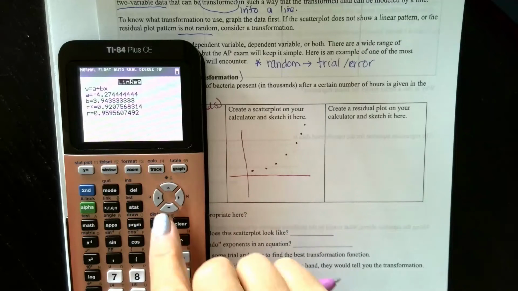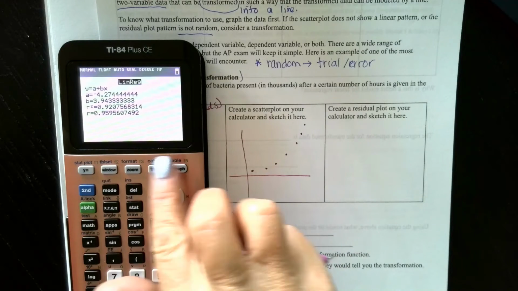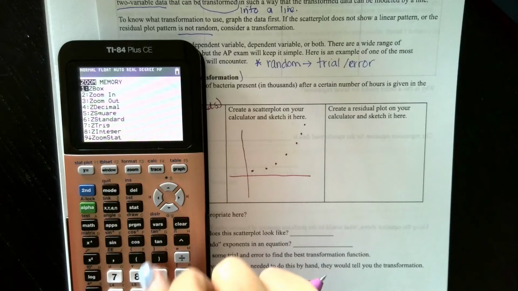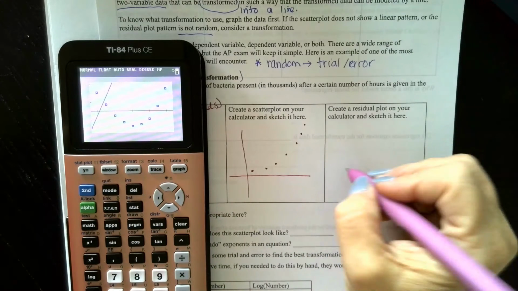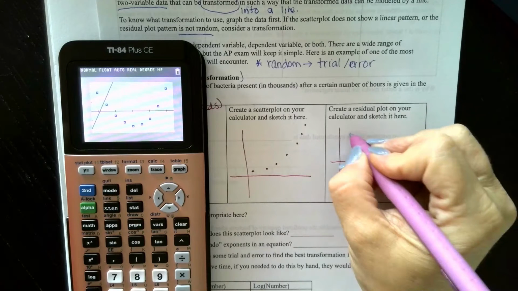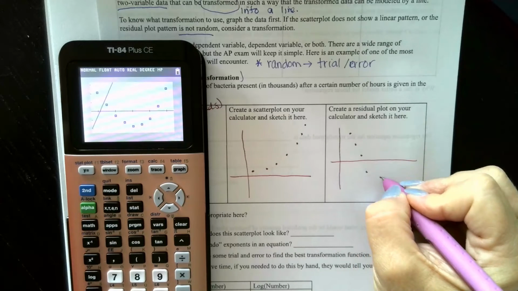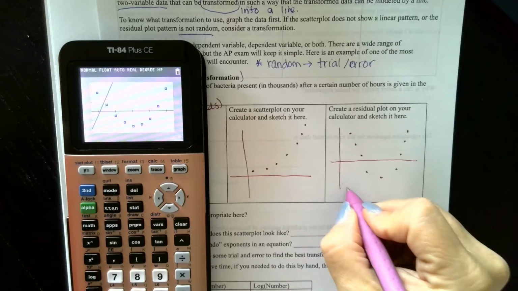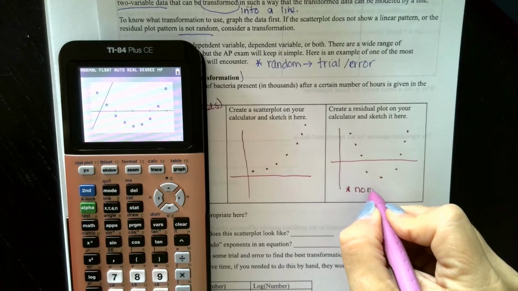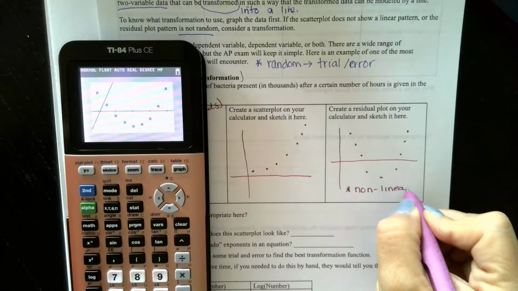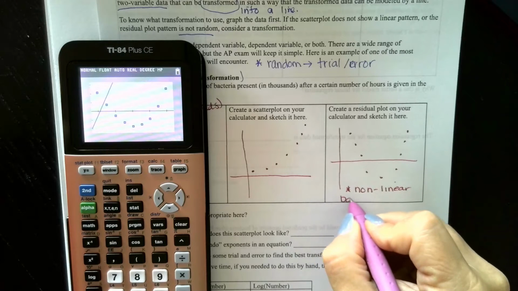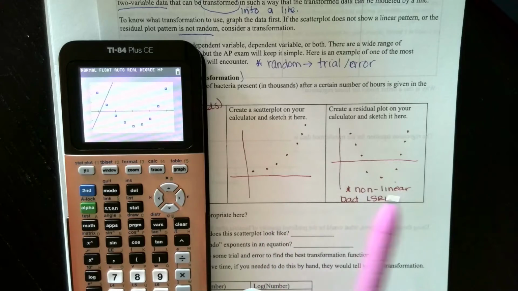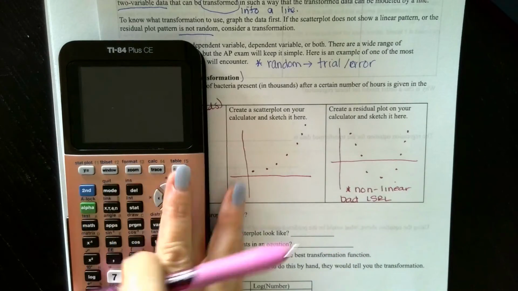But when I look at my plot now, what I see on my residual plot is this almost perfect parabola, right? So what I know is that this is non-linear, and this is a bad least squares regression line. Okay? So let's go back to these questions.